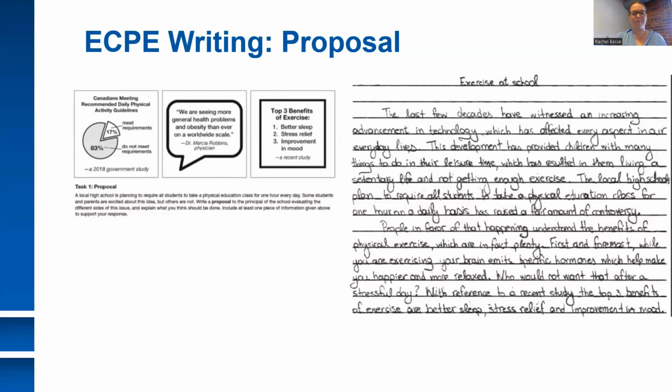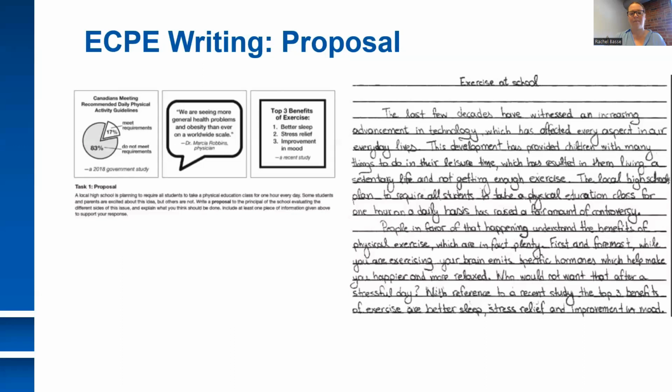So, exercise at school. The last few decades have witnessed an increasing advancement in technology, which has affected every aspect in our everyday lives. This development has provided children with many things to do in their leisure time, which has resulted in them living a sedentary life and not getting enough exercise. The local high school's plan to require all students to take a physical education class for 1 hour on a daily basis has raised a fair amount of controversy.